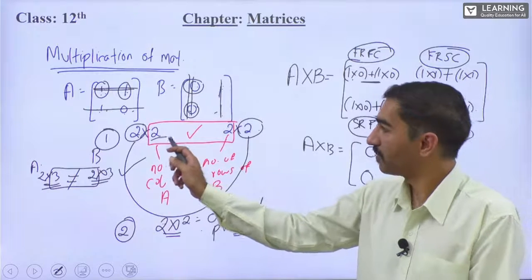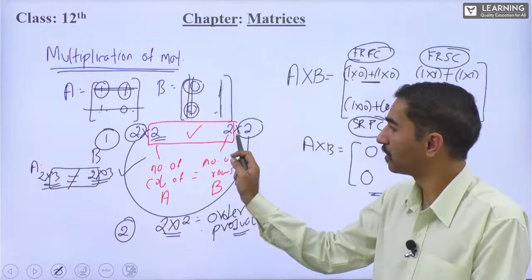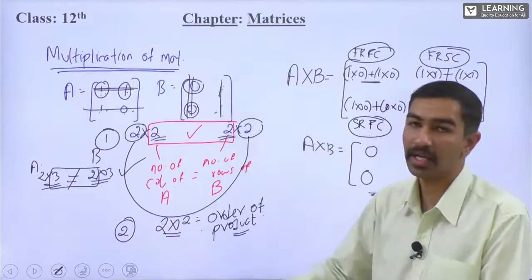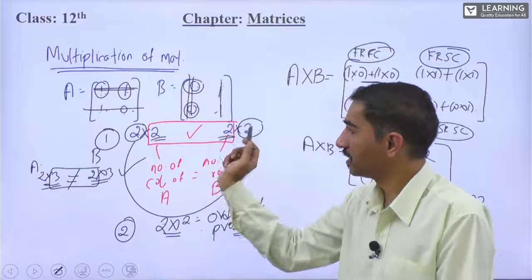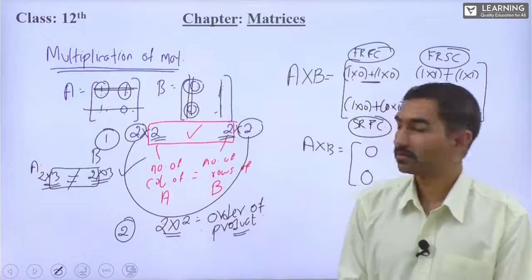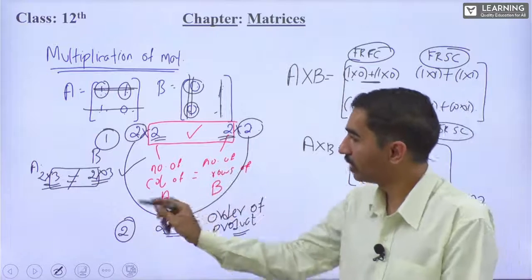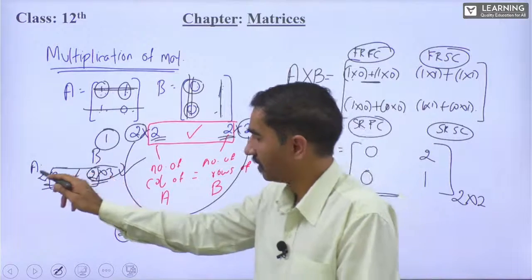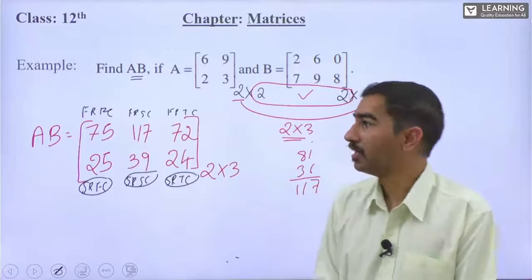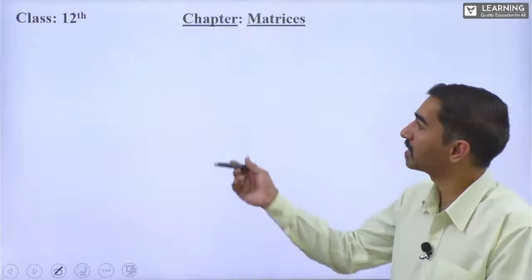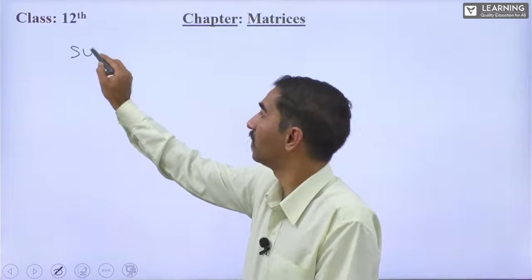Number of columns of the first matrix must and should be equal to the number of rows of the second matrix. Then only you can matrix multiply them. And the remaining numbers are representing the order of the product. For addition and subtraction, the orders must and should be same. That is the only condition for addition and subtraction. Okay, moving on to the next. So we'll just have a summary of whatever we have done today.